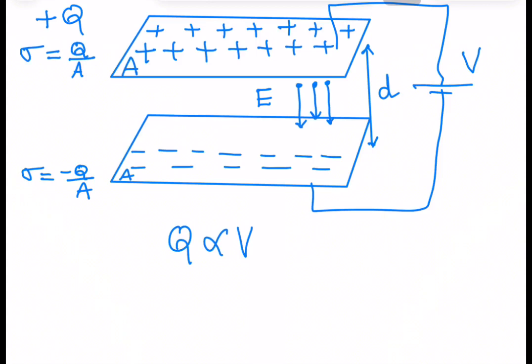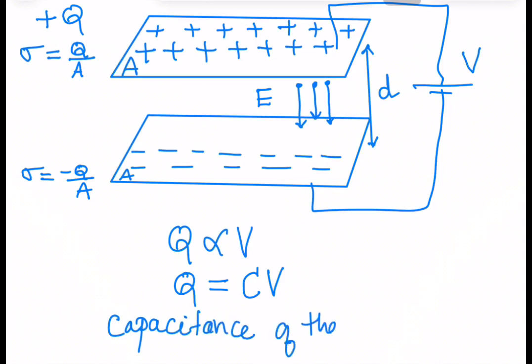Therefore, the charge developed on the two plates is directly proportional to the potential difference between the two plates. If you want to equate it, you have to multiply by a constant. The constant of proportionality C used here is called the capacitance of the capacitor. Capacitance of the capacitor is a constant. So here we have to derive an expression for the capacitance of the parallel plate capacitor. We have taken a parallel plate capacitor here.